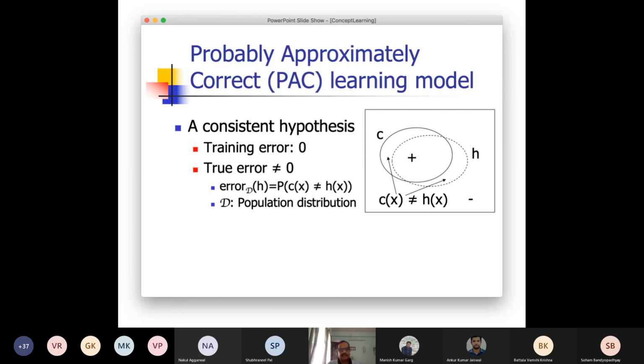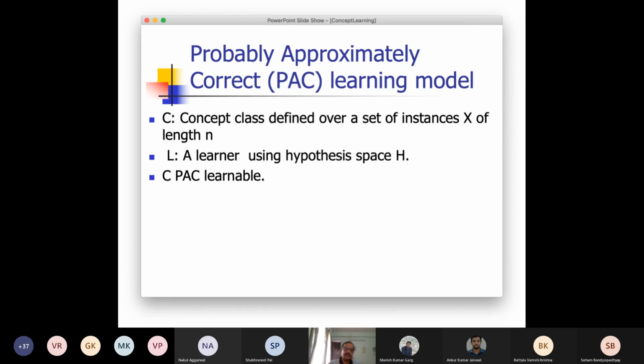We represent this error with this notation. Actually, later on we will call it the test error. It's a true error, the term we use because we are considering it over the whole population. Probabilistically, you can define this error as the probability that the value of the target function is not the same as that of the hypothesis. That is the theoretical definition of this error, the probability of a difference of values.